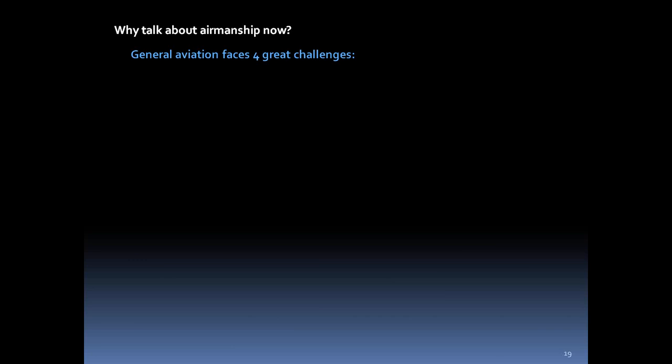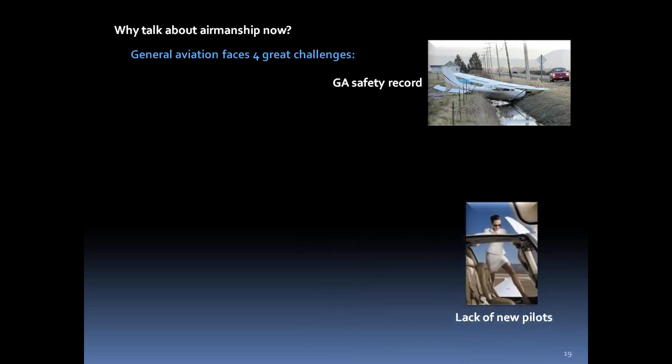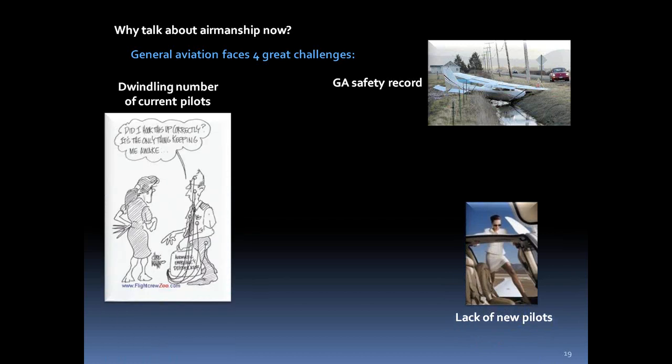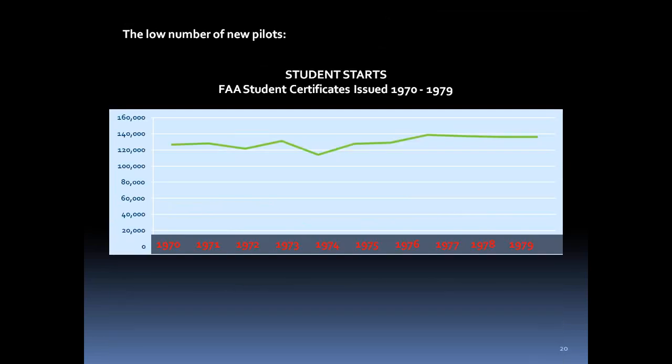So right now, general aviation faces four great challenges, and that's another reason why we're talking about airmanship. The general aviation safety record, which we just talked about, is a big challenge. The lack of new pilots coming into aviation is a big challenge. The dwindling number of current pilots, most of us are getting up there in age, and the numbers are falling, and we'll look at that specifically in a second. And the declining flight activity. So these challenges facing general aviation could have a significant impact that we're going to look at in a second. Here are the numbers on student starts.